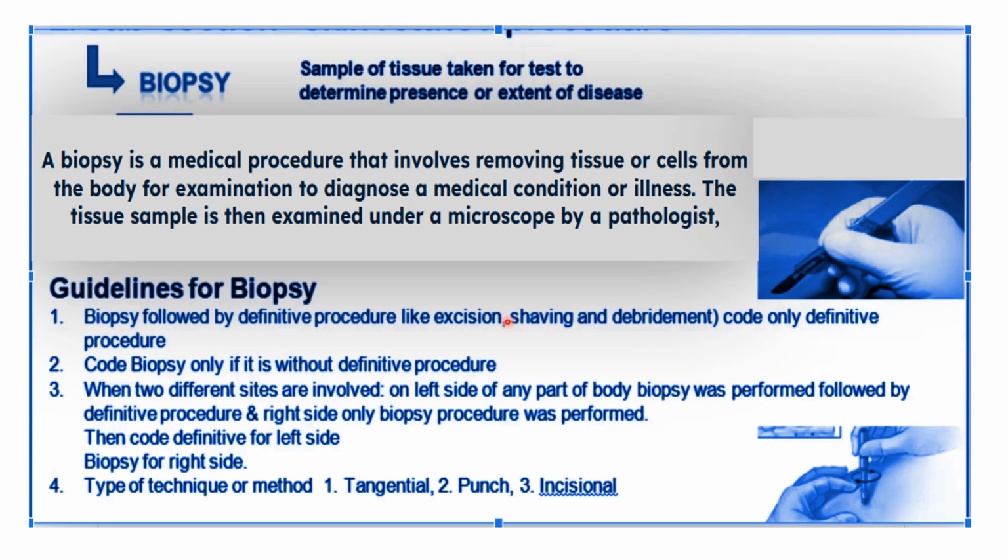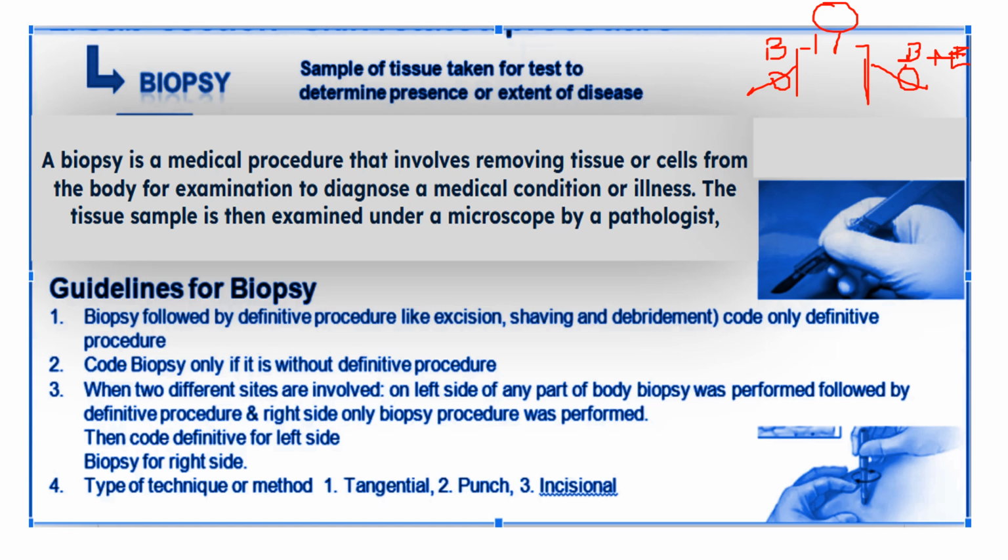Now I am going to take one example for you to understand this concept. Suppose there is a patient who has two lesions, one on the right side and one on the left side. On the right lesion, we have done only the biopsy. On the left lesion, we have done the biopsy plus the excision. So how am I going to code?